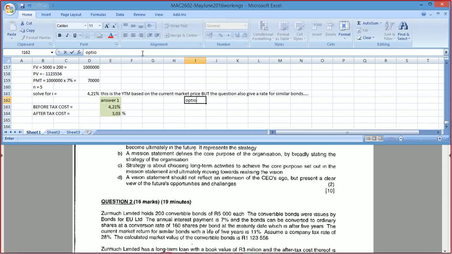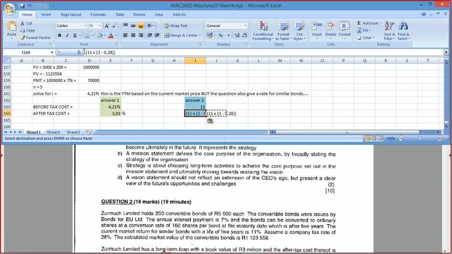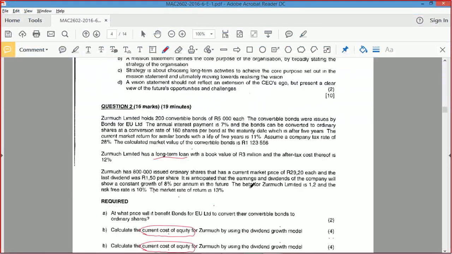Or option 2, or answer 2. Answer 2 would be to use what the question gives you. The question gave you 11%. Then after tax would just be 11% times brackets 1 minus the tax rate. Does that make sense? Yes, sir. Okay, 7.29%. So I don't know which one they want here. It's only for 1 mark though.